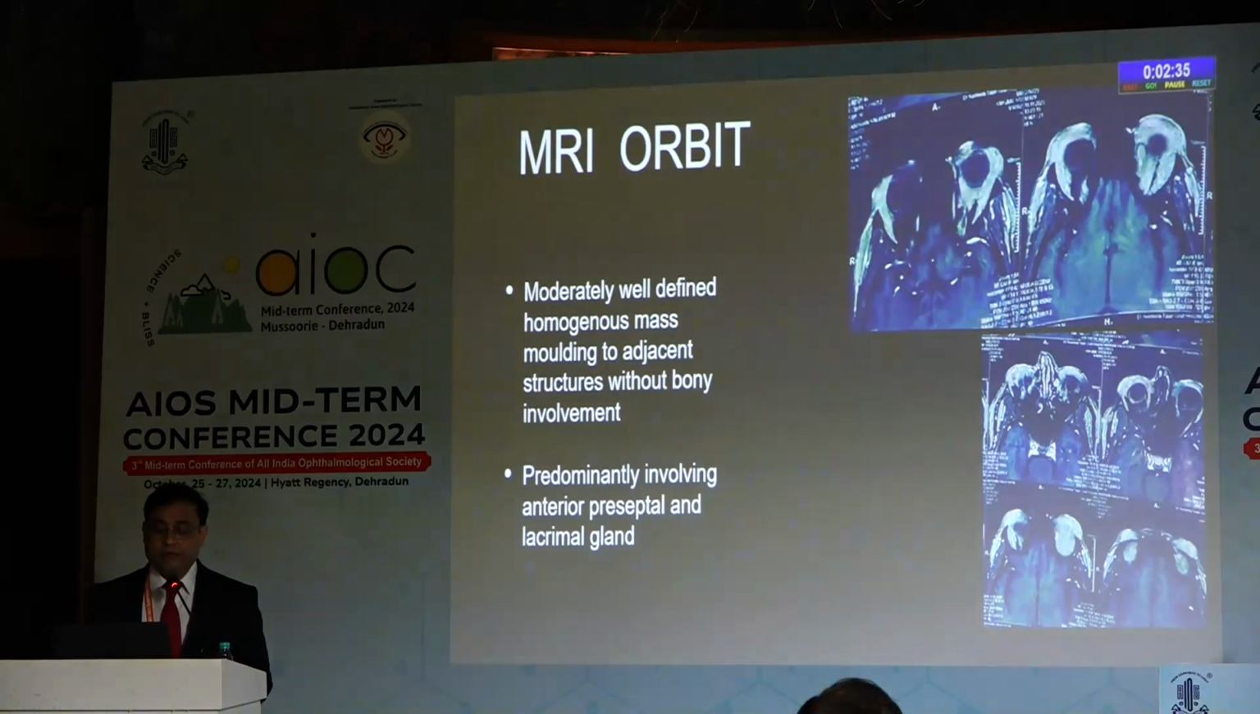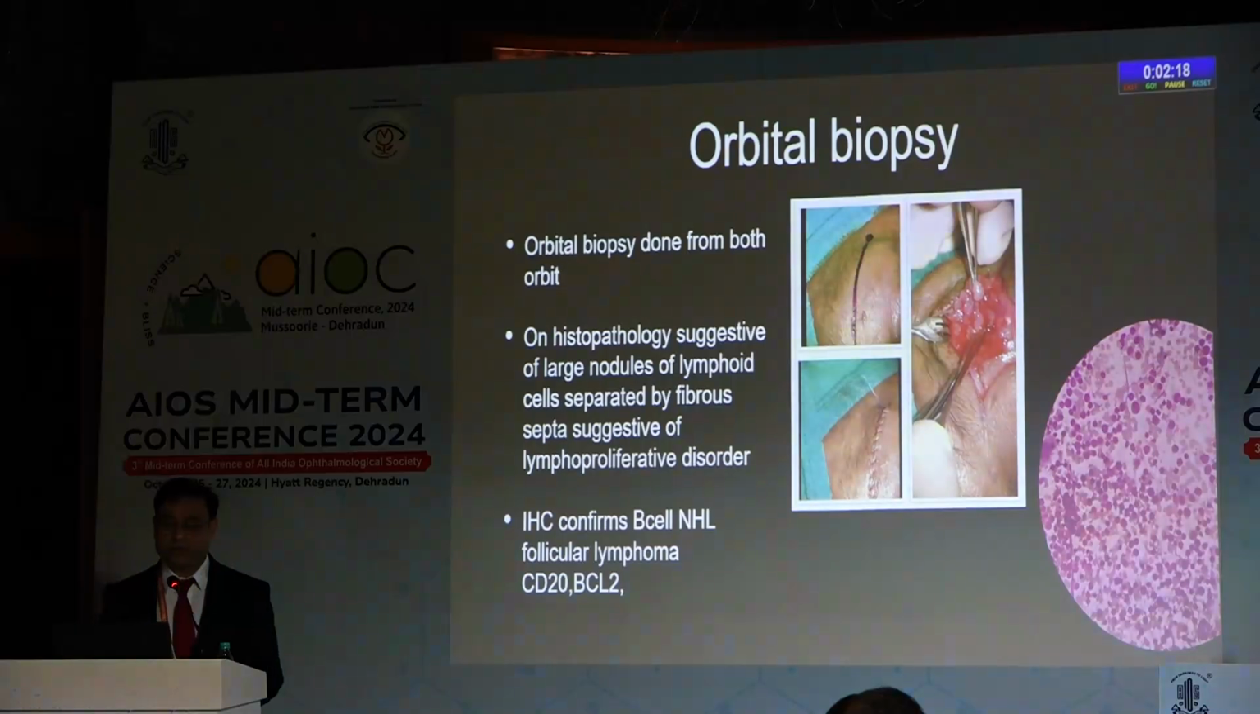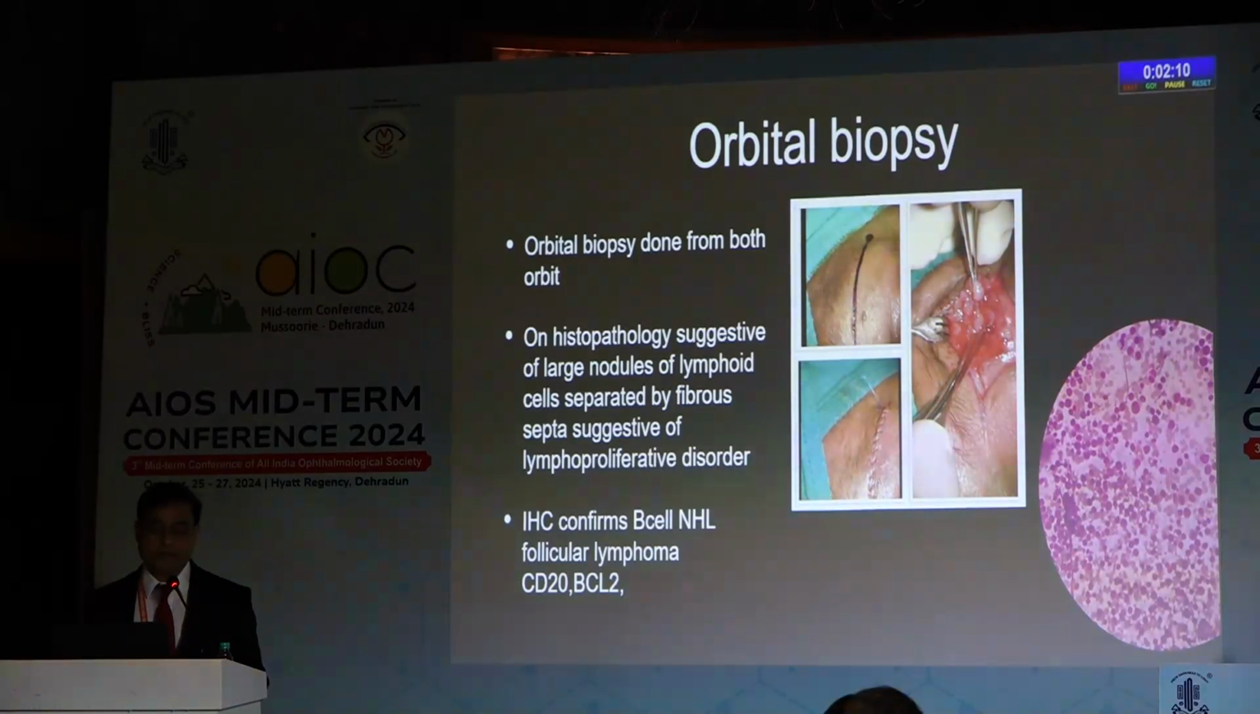When we did the MRI orbit, there was a moderately well-defined homogeneous mass which was molding to the adjacent structures without bony involvement, and predominantly the lesion was anterior to the septum, in the preseptal region and the lacrimal gland. We went ahead with orbital biopsies of both orbits, and on histopathology, it was suggestive of large nodules of lymphoid cells separated by fibrous septa, suggestive of a lymphoproliferative disorder.